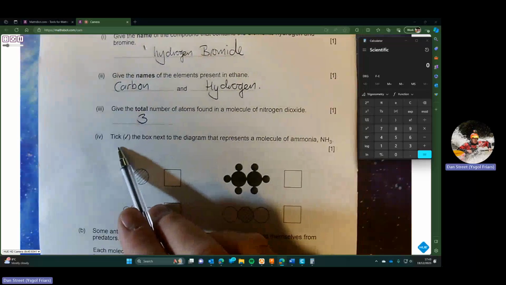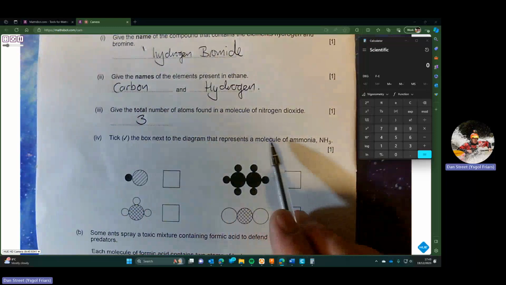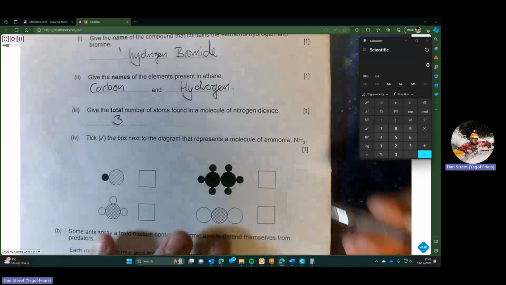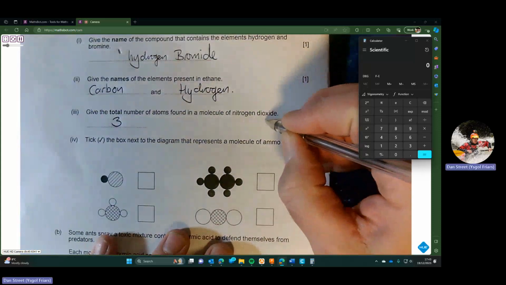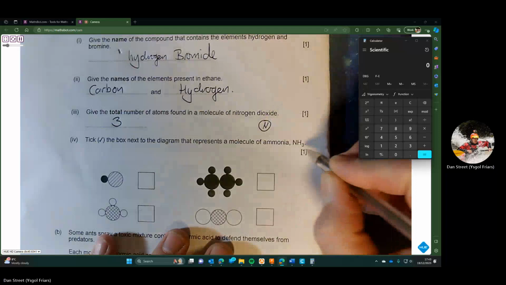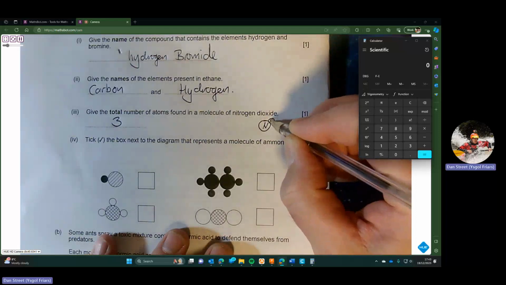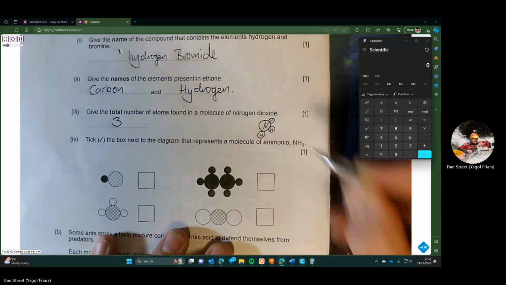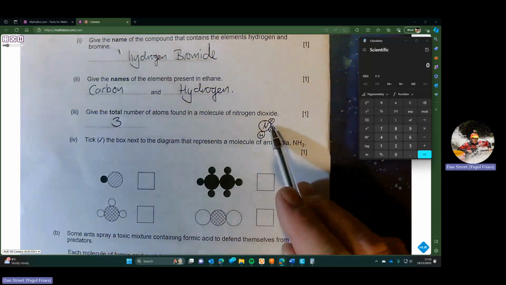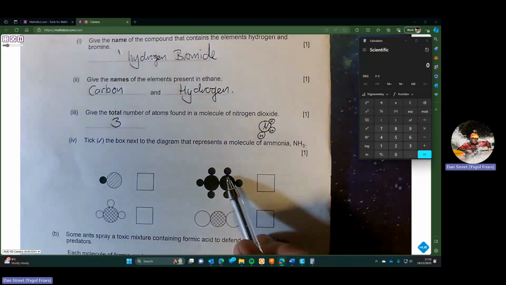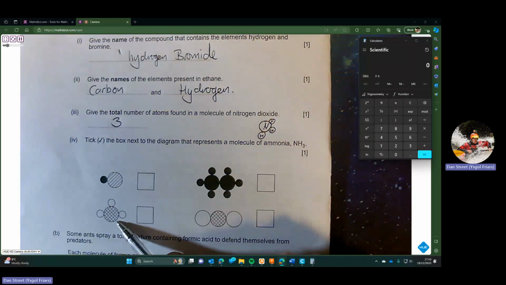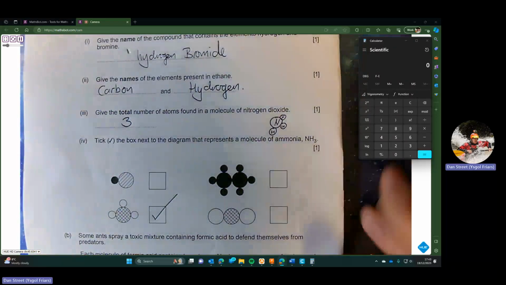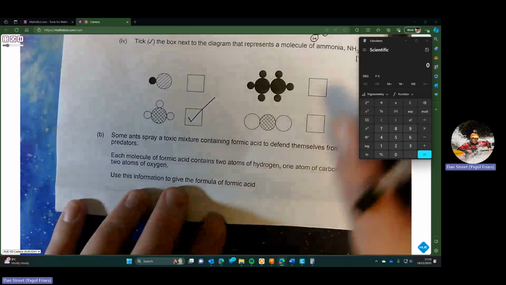The next question asks us to tick the box next to the diagram that represents the molecule of ammonia, NH3. Okay, now NH3 tells us that we'd have 1 atom of nitrogen and 3 atoms of hydrogen. Okay, so we'll just draw something like that. And so if we look at our little diagram here and compare it with the ones that we've got available to us, then obviously this one here is the nearest fit. So that would be the diagram of ammonia. Final question on this page.